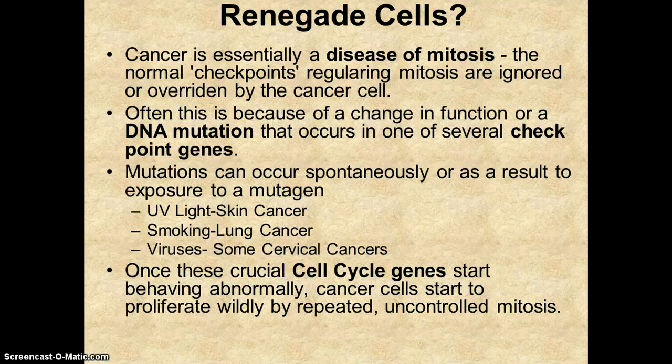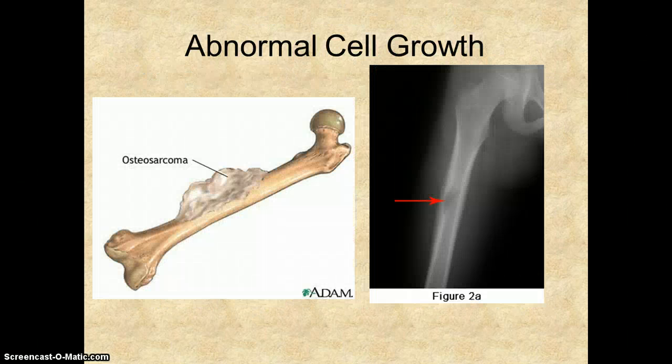Once these cell cycle genes start to misbehave, it allows the cancer to basically run amok. And a few pictures to show you. This would be bone cancer, or osteosarcoma. So a cell in the bone has a mutation and starts to divide rapidly. This is an example picture of one. If you look at an x-ray, this is what it looks like, and while that doesn't look like much, it will start to hurt, and it will certainly start to cut into the muscle that is surrounding that leg.